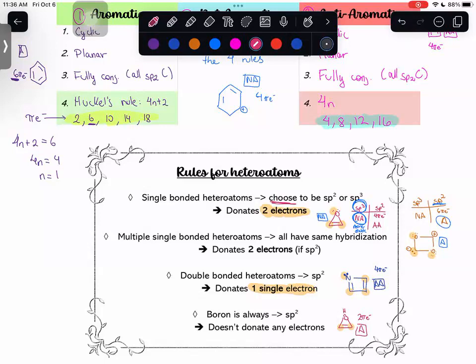Why? I have no idea. One of the chemists that invented this rule. Your professor is actually probably going to talk about him.